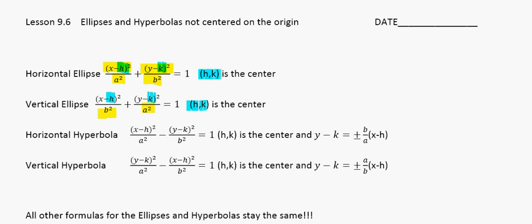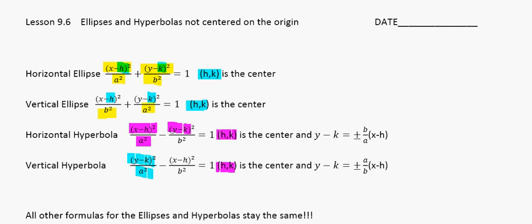Same thing with the hyperbolas. In a horizontal hyperbola, the x squared comes first. In a vertical hyperbola, the y squared comes first. Okay? And in this case, a squared is always at the beginning. And same thing, instead of your center being 0, 0, your center is now h, k.